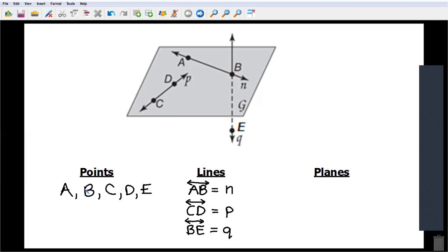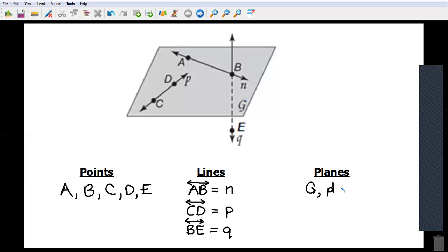So notice with points, we use one letter. With lines, we either use two letters or lowercase. When it comes to planes, there's a lot of different ways that you can name them. And all you have to do is choose 3 letters that are on the plane to name it. So this capital letter here, we could call this plane G.